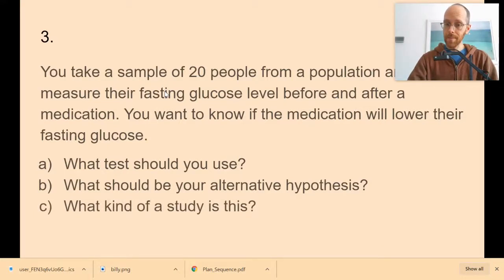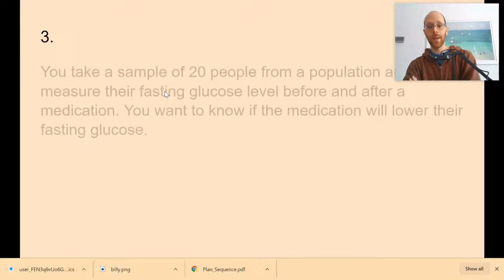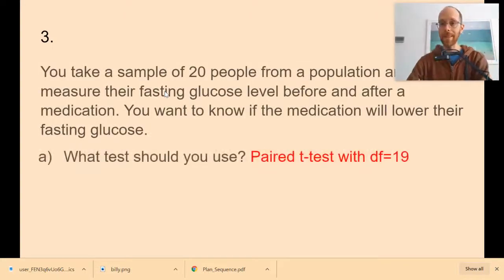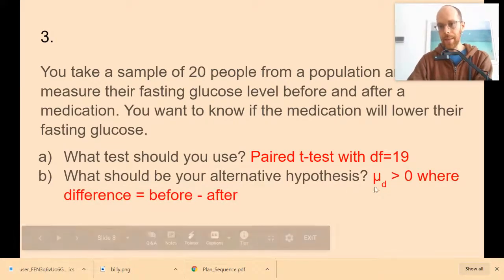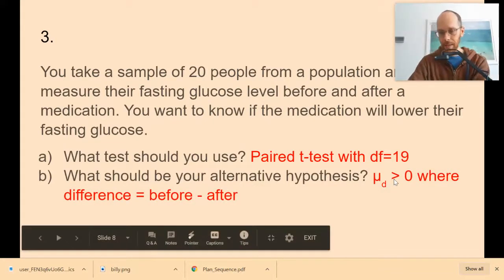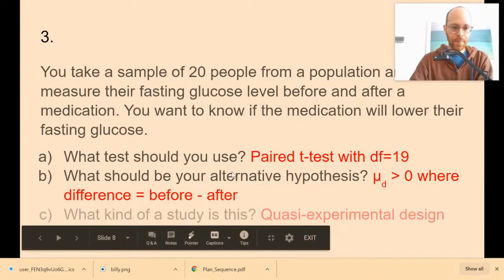Okay, answer times. This is a paired t-test. You have two columns of data, the glucose level before and the glucose level after, and they are paired together because the row would represent one person. You get 19 degrees of freedom. Your alternative hypothesis should be that the mean of the differences is positive, where the difference is before minus after. We want the after to be lower, so before minus after would be a positive number.